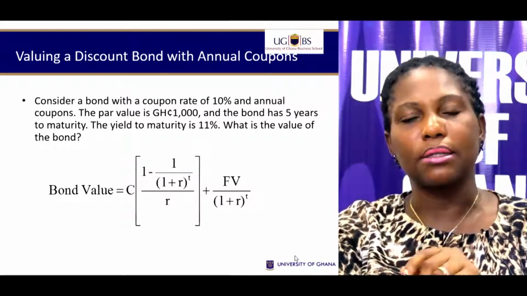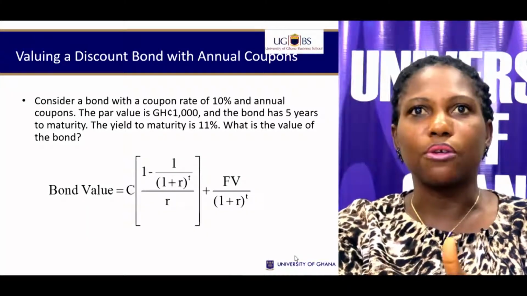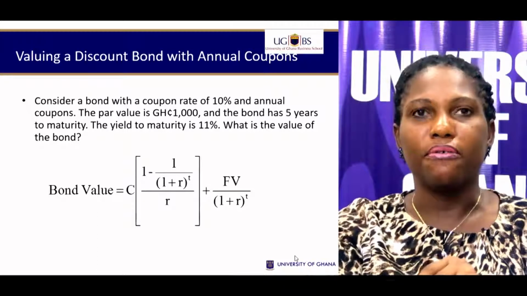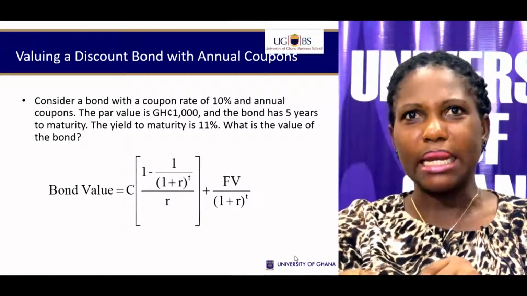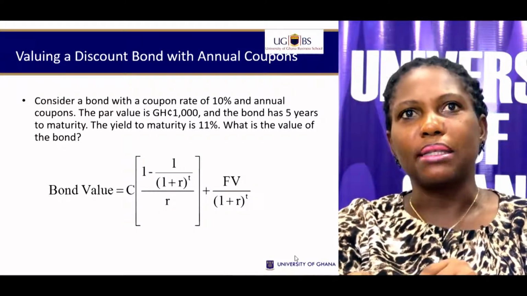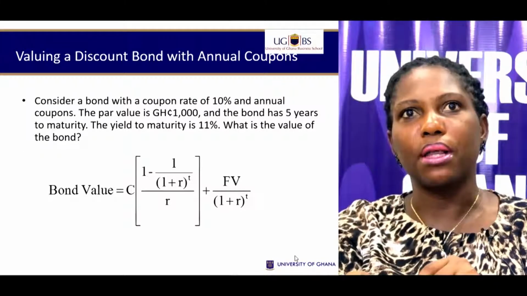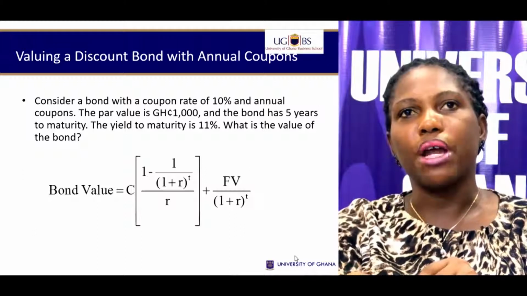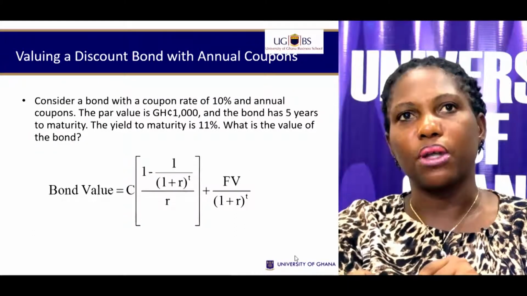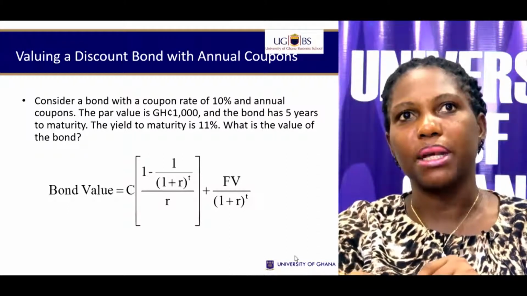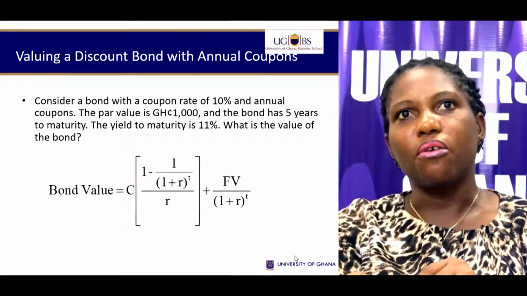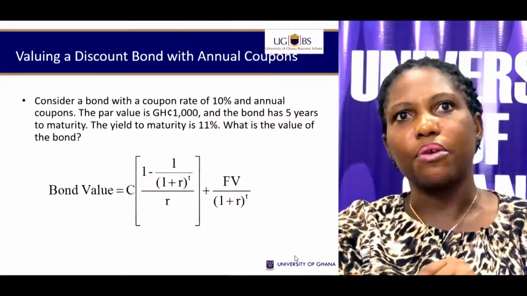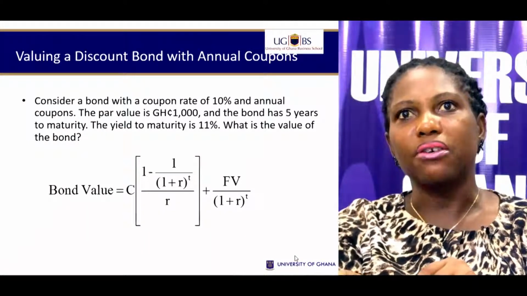Another way to look at this is to look at how much investors will be willing to pay for this bond. Now, to compute our C, which is our coupon amount, we know that it is the coupon rate multiplied by the face value or the par value of the bond. So at this point, we've got a coupon rate of 10% and a face value of 1,000, and so our coupon amount in this particular scenario is going to be 100.